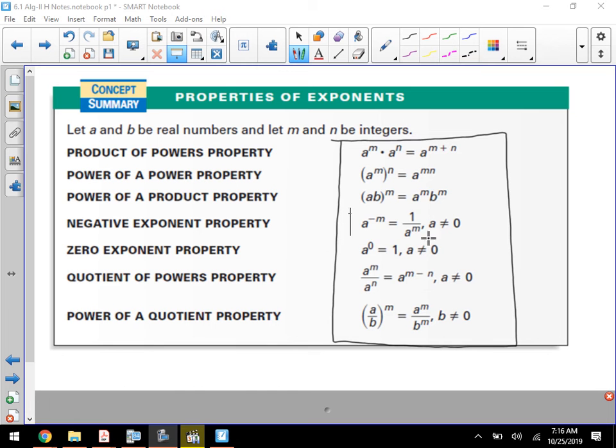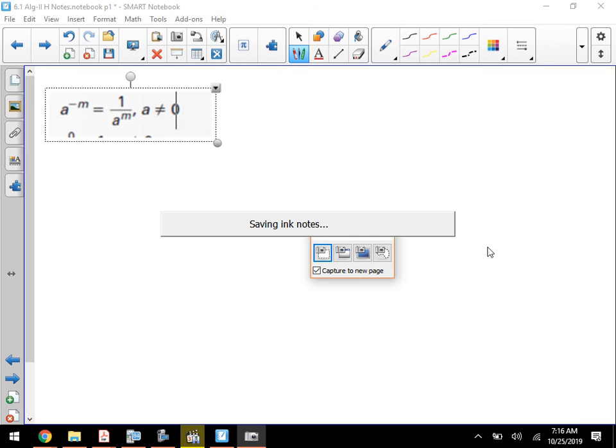Negative exponents, well, remember when you have a negative exponent, it just means it's not happy where it's at.